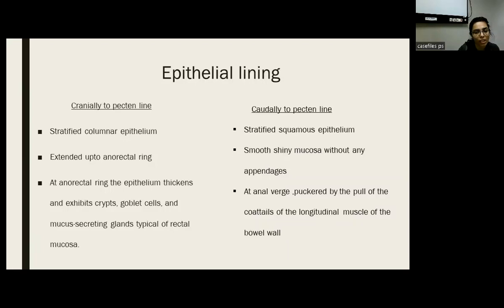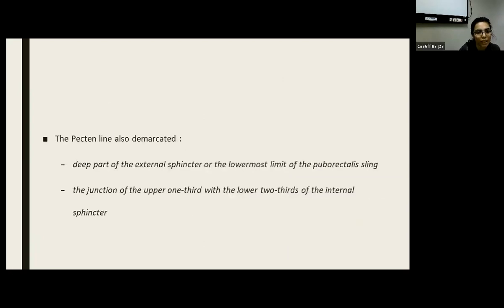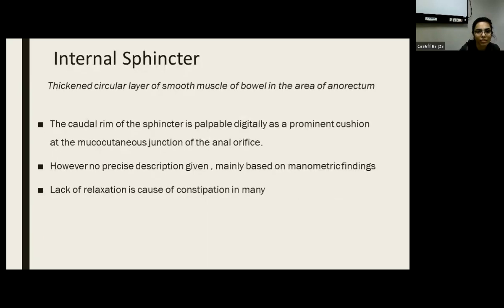At the anal verge, this mucosa is puckered by the pull of the coattails of the longitudinal muscles, which causes puckering at the anal verge. The pectinate line also demarcates the deep part of the external sphincter, or the lowermost limit of the puborectalis ring. This also demarcates the junction of the upper one-third and the lower two-thirds of the internal sphincter. Then the sphincter mechanism.